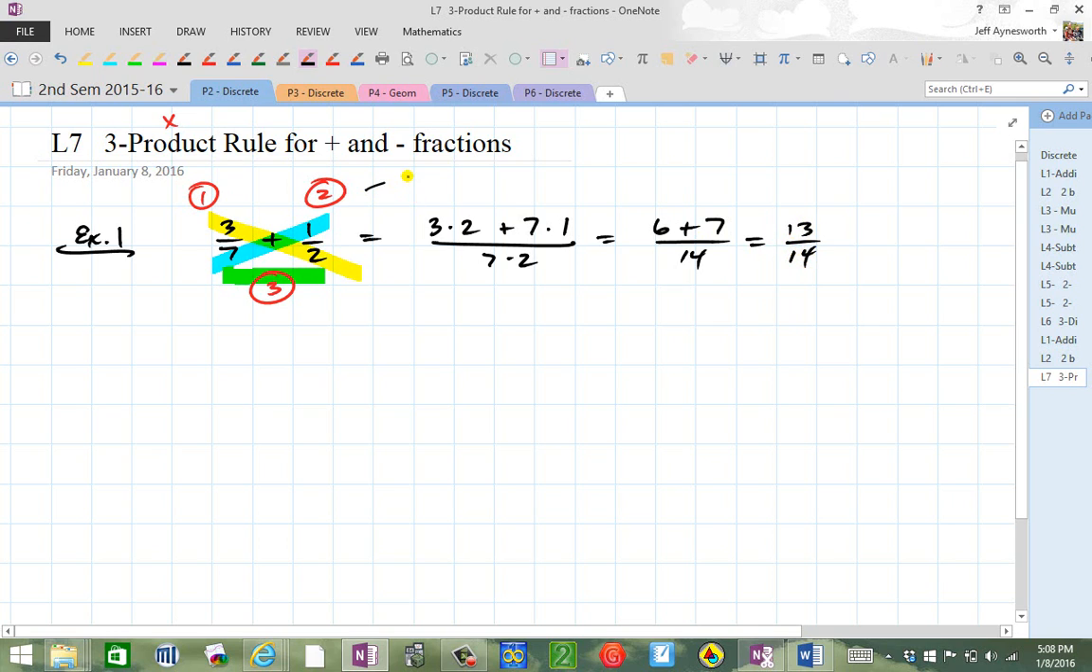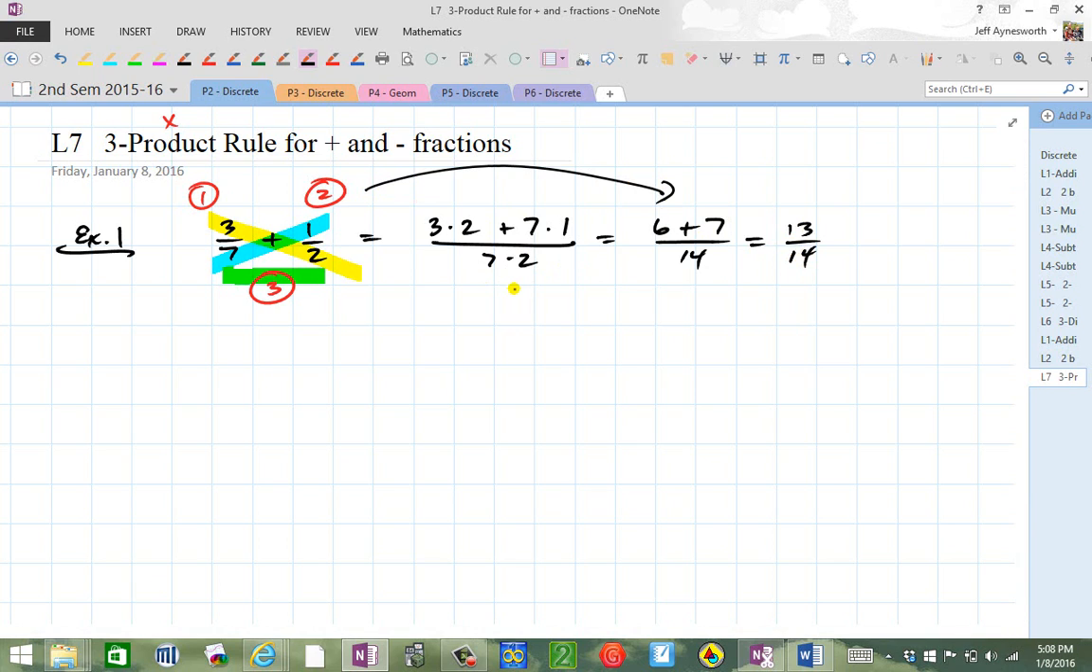All right, so I usually go from here to here. I just wrote this out, just step it out for the first time, just because you may have never seen this technique before, called the three product rule. So you're going to multiply three times, and it works for adding and subtracting fractions. That's where the title comes from. All right, let's try it again.